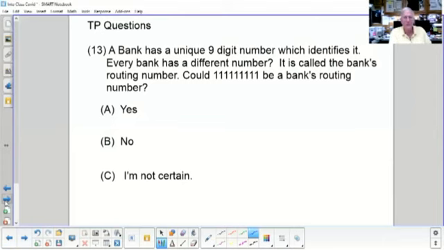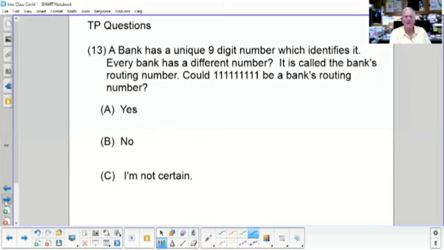A bank has a unique 9-digit number which identifies it. Every bank has a different number. It's called the bank's routing number. Now here's a question for you. Could all ones, in fact, it turns out I believe there are 9 of them, could 9 ones be a bank's routing number?